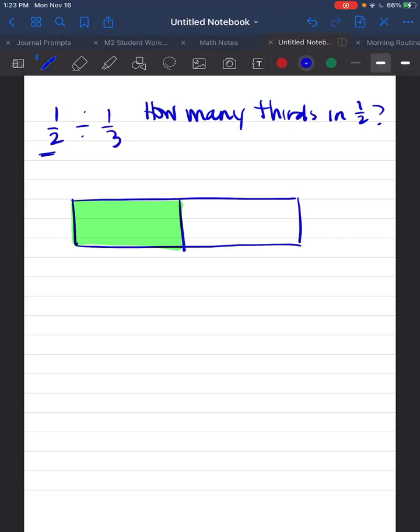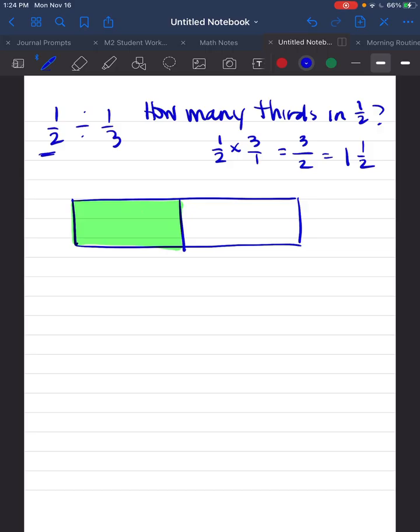Now, if you want to do the math first to make sure that your model is going in the right direction, you can. So I know I'm going to keep it, change it, and flip it, and multiply straight across. So I'll get 1 times 3 is 3, 2 times 1 is 2, and I can simplify that, and I should get 1 and 1/2 for my model.